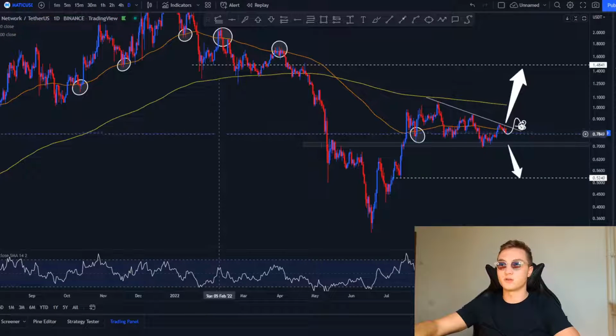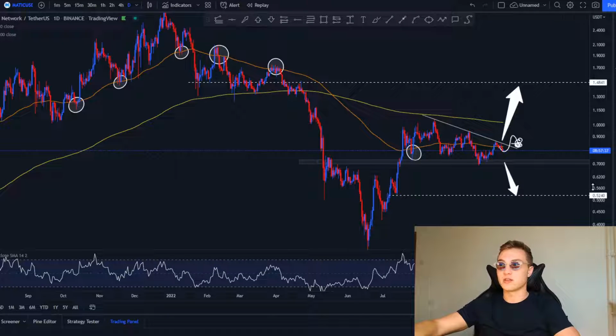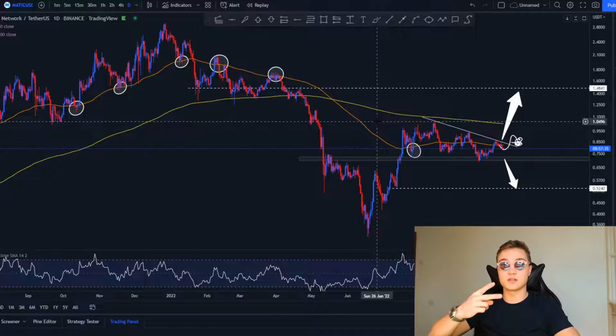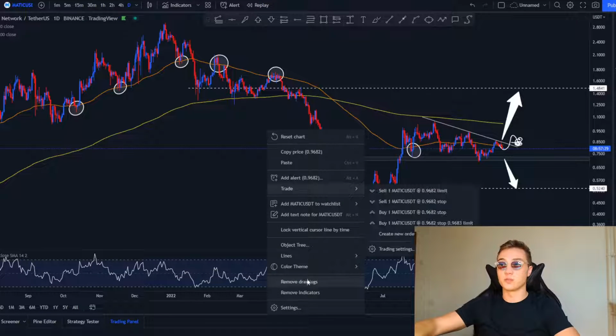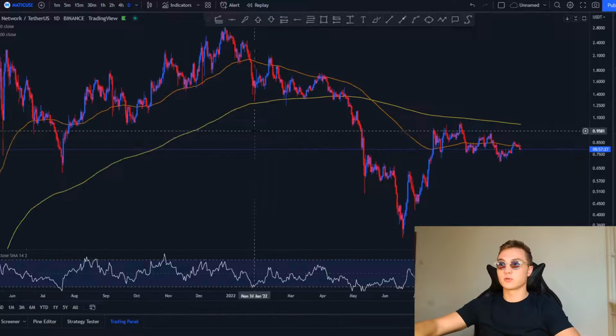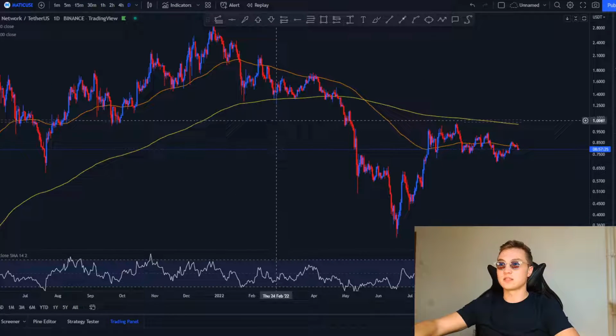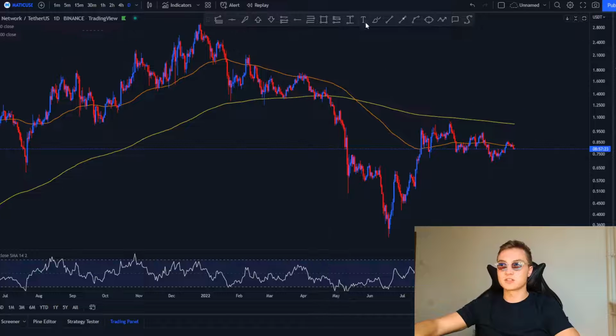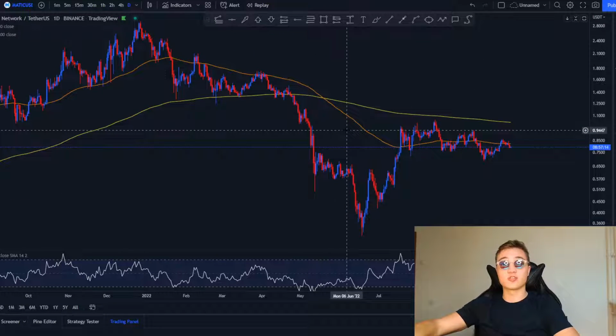But we have this beautiful chart on MATIC right now where I'm going to demonstrate two ways that you can take advantage of a volatile market and also in general just to capitalize off of moves in the market. So in order to do this, I'm going to remove all of my drawings and let's just get into reversal and correction patterns.